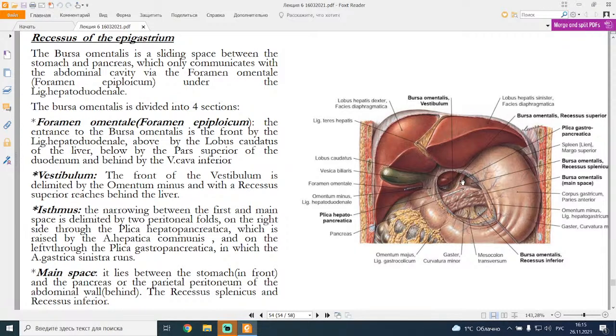And the next part of the bursa, the main space, lies between the stomach in front and the pancreas or parietal peritoneum of the abdominal wall behind. The recessus splenicus and recessus inferior.